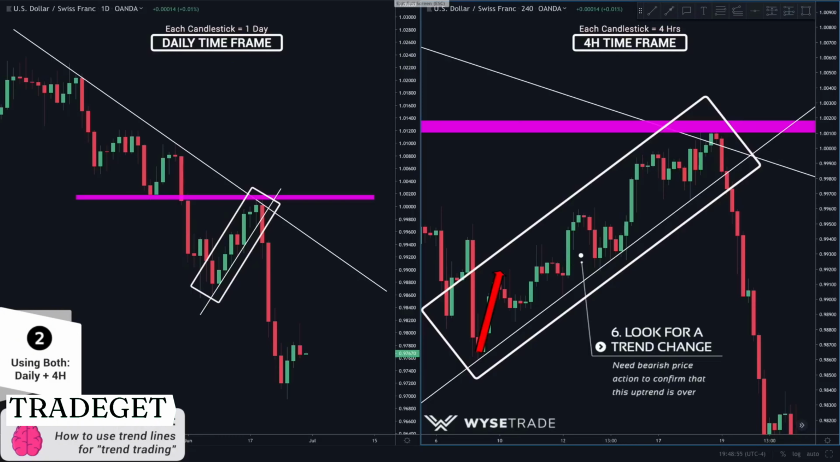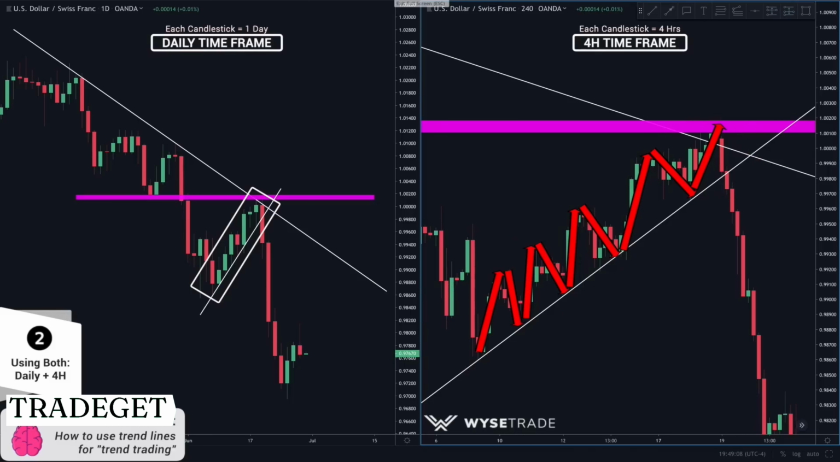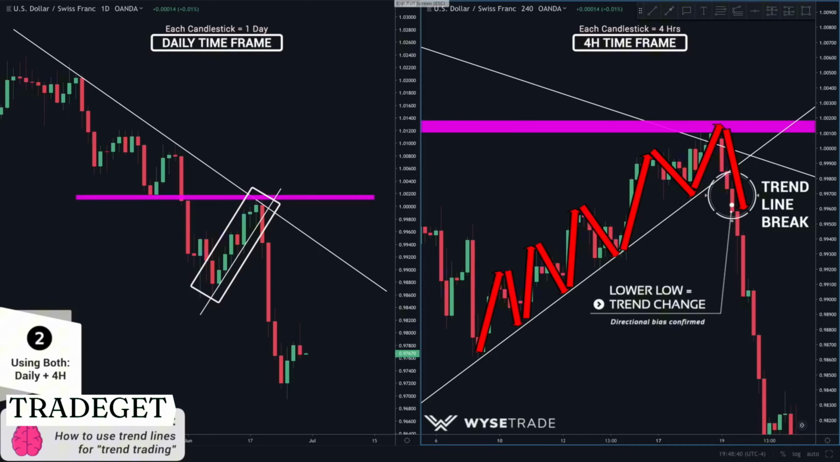You have a run, a pullback, a run, a pullback, a run, a pullback, a run, a pullback, a run. This is your clear uptrend because price is making higher highs and higher lows. So here it is. Price then broke the short-term trend line, which is your bearish signal number 1. And then makes a lower low, your bearish signal number 2. You now have bearish price action that entered the market, confirming that the short-term uptrend is over and that the longer-term downtrend can continue.